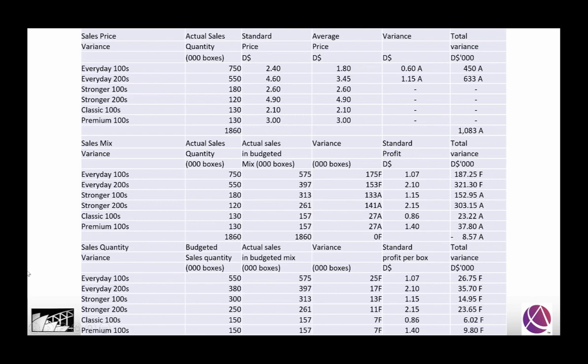So the information is broken down across the retail sizes. You see in this one, those catering packs have been ignored. We're only looking at the everyday 100s and 200s, stronger 100s and 200s, classic 100s and premium 100s.